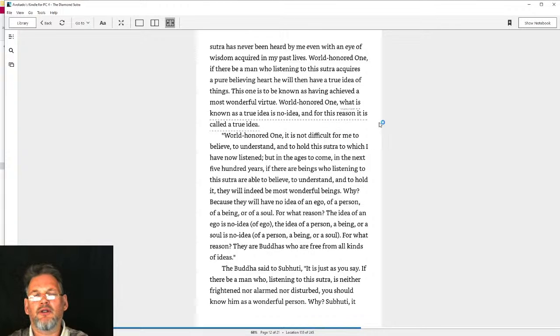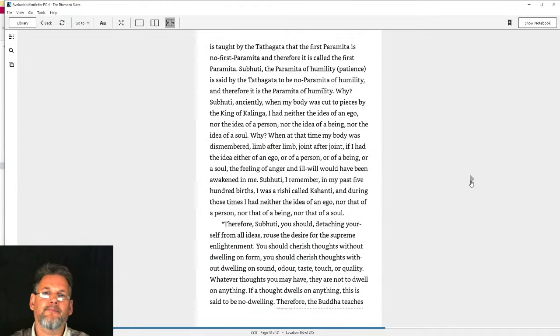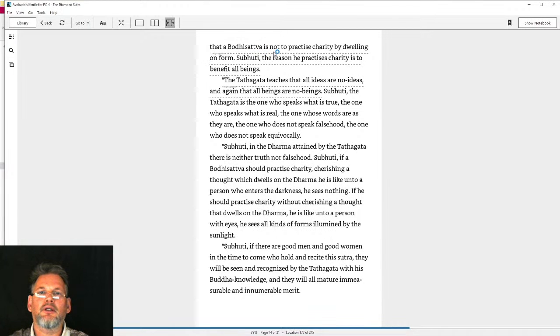So it's kind of like your words cannot really reach this, because it's really wordless, nameless. When its true reality is eternal, you can't really. Eternal doesn't have a form; it's formless. So you can't really use words to explain this, because words are forms. So here, therefore, the Buddha teaches that a bodhisattva is not to practice charity by dwelling on form. Subhuti, the reason he practices charity is to benefit all beings. The Tathagata teaches that all ideas are no ideas, and again that all beings are no beings. Basically, beings are formless, eternal beings.